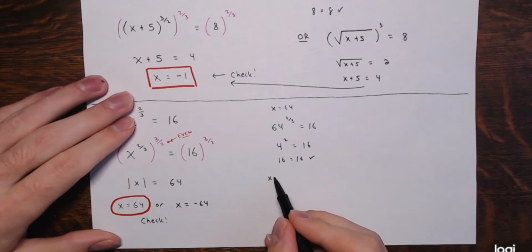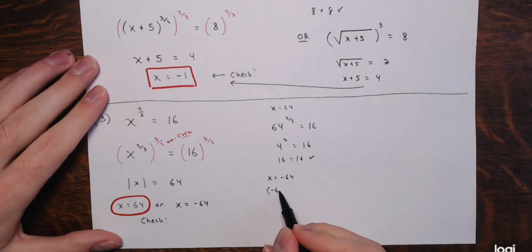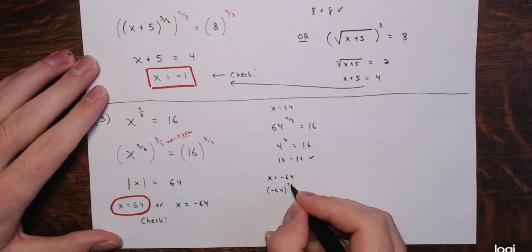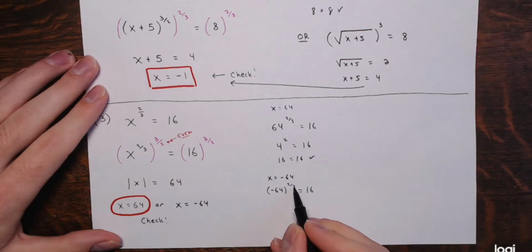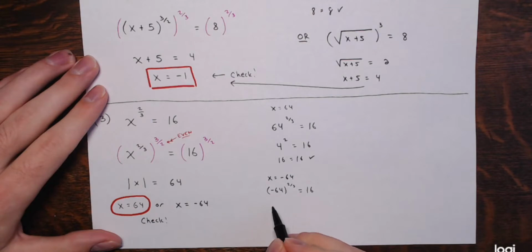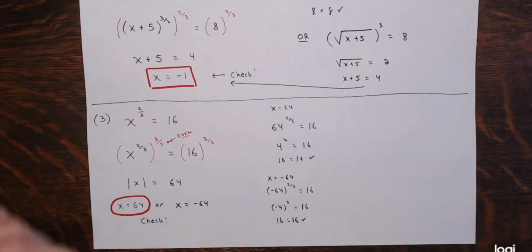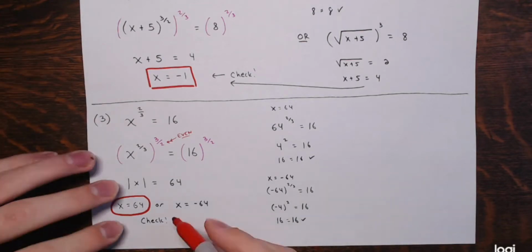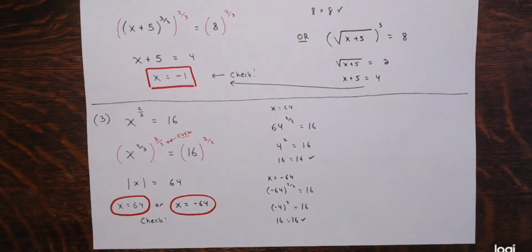Now check x equals negative 64. Right now, don't forget parentheses around negatives when you replace them. Right, this would be negative 64 to the 2/3 power. Is this equal to 16? Remember, you're taking the cube root of negative 64, which would be negative 4. Negative 4 to the 3rd power is 64, and then you're squaring that. And negative 4 to the 2nd power is positive 16. So this equation actually has 2 solutions, positive 64 and negative 64. Right? Both of these work.